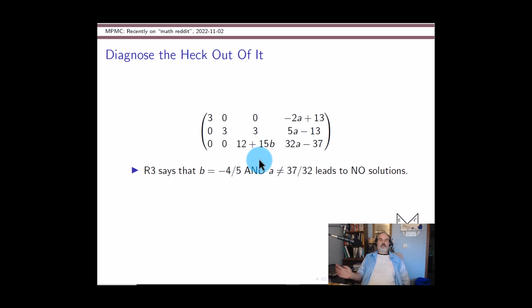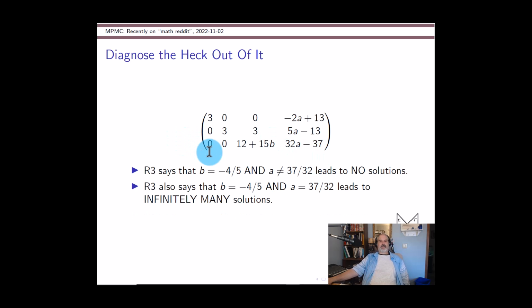So this is the information that we had in hand earlier, but I just didn't follow it up at the moment. But if B is -4/5, that makes this 0. If A is not 37 over 32, then this term will not be 0. And that row, 0x plus 0y plus 0z equals something non-zero, that can't happen for any values of x, y, and z, and that means no solutions.